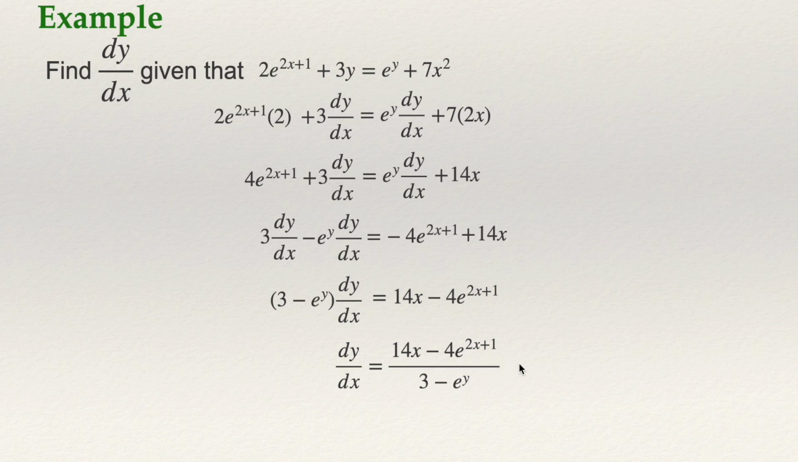You can type it in this way, or you can type it in this way, just multiplying by minus 1 both sides. So it will be 4e to the power 2x plus 1 minus 14x, and at the bottom will be e to the power y minus 3. These two things are the same. I just multiply by minus 1 both numerator and denominator, and obviously the answer will be the same. Okay, that finishes this second example of the use of implicit differentiation.